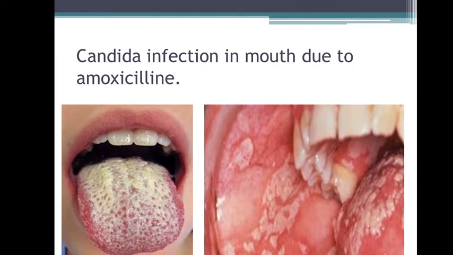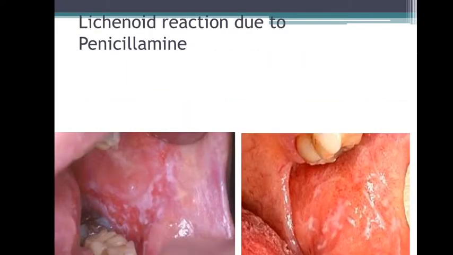This is the effect of amoxicillin. Candida infection in the mouth due to amoxicillin. Can you see how the Candida looks like? This is on taking antibiotics. This is called Candida infection. Lichenoid reaction due to penicillamine. Can you see this here, it could be due to amalgam, or it could be gold or something like that, or certain drugs.